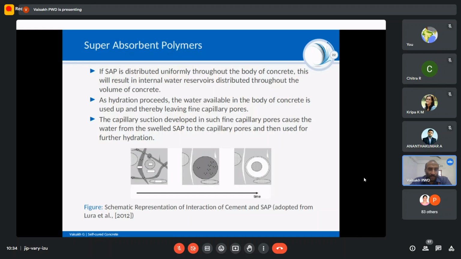Here is a representation of SAP. You can see the first figure, which is a representation of SAP on a smaller scale, and the second figure is actually the hydrated SAP particle. And once time passes, what you can see in figure 3 is the result. The water is again given back to the concrete. Whatever it has taken from the concrete is given back to the concrete, and it shrinks down.